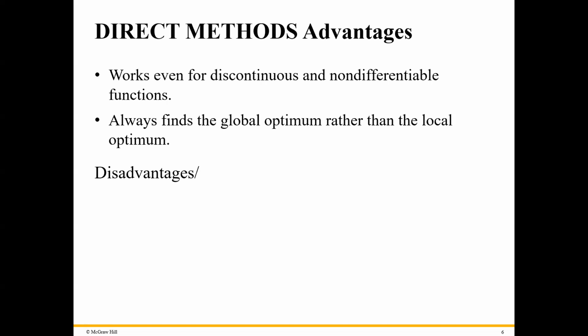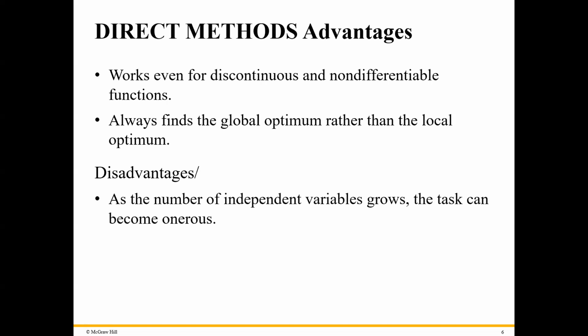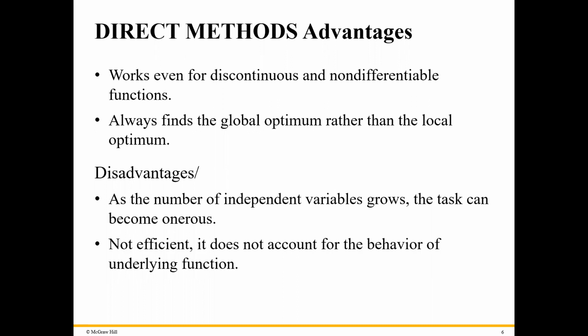However, there are some disadvantages as well. So what are those disadvantages? As the number of independent variables grow, the task can become onerous. That means if there are many variables, I mean, in our present example we are just taking two variables, but the more variables there are, the more computing effort will be needed to find the maximum or minimum function, that means the optimum value.